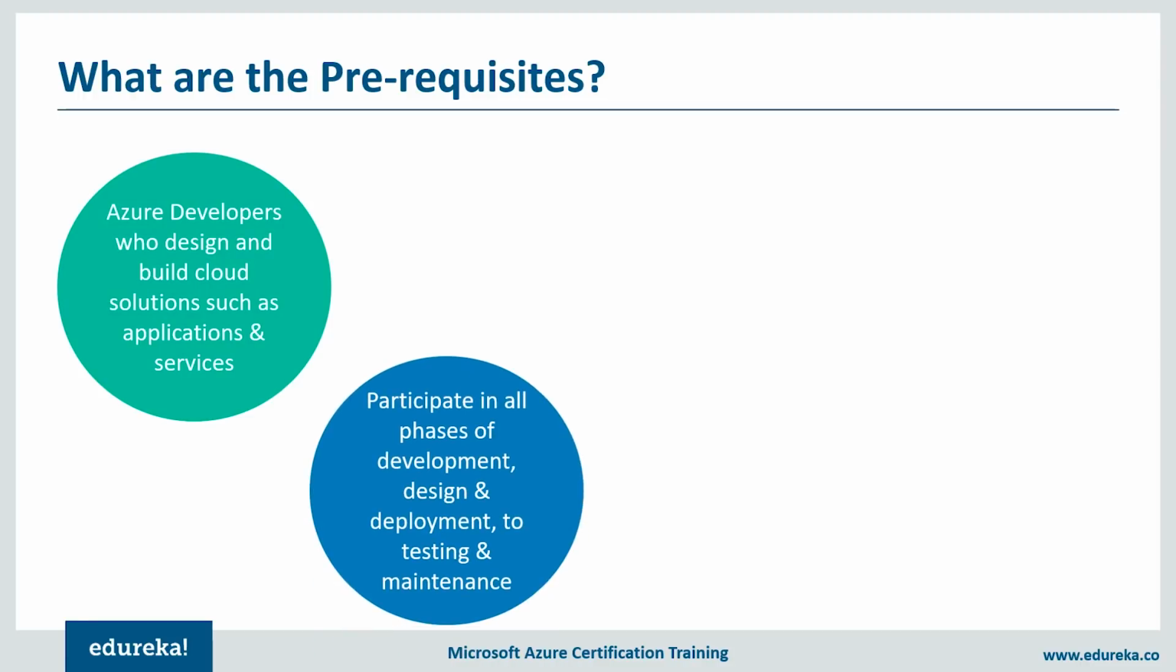For people who have participated in different phases of development, design, deployment, testing, or even maintenance, they can also opt for this examination. Let me tell you that once you have the associate level certification, you can actually go ahead and get an expertise in this domain, and you can opt for DevOps certification as well, where you would be having combined skills of both developers and administrators.